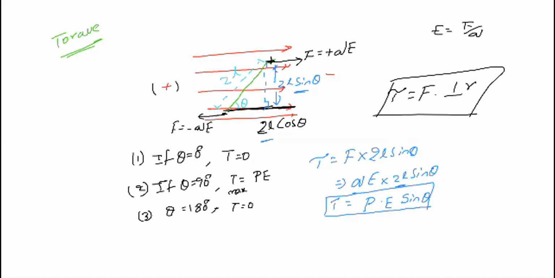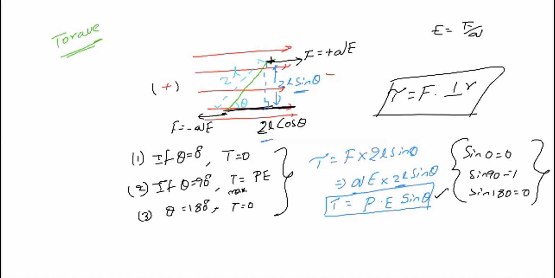Sin 180 is 0, sin 0 is equal to 0, sin 90 is equal to 1. You can note that down. Sin 180 is equal to 0. So these are your relations, and this torque relation is important, so memorize it for special questions.